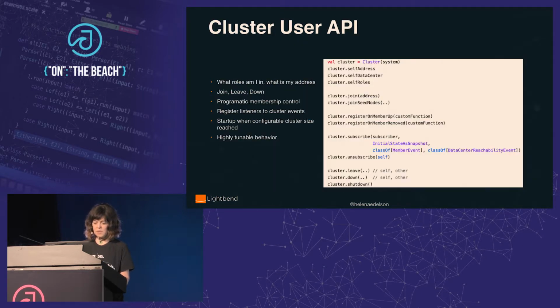So really quickly, just probably the most useful parts of the cluster API, where you would say, what's your self-address, what data center are you in, what are my roles on a particular node. I want to do a command if I want to join. I want to register to do some kind of function on a certain member up or on member removed, do some action. You can subscribe to two different types of behavior of subscribing to any of the cluster events. Also, you can unsubscribe, leave the cluster. You can down yourself or another node. So there's a lot of control you have in just this very simple API for the cluster.